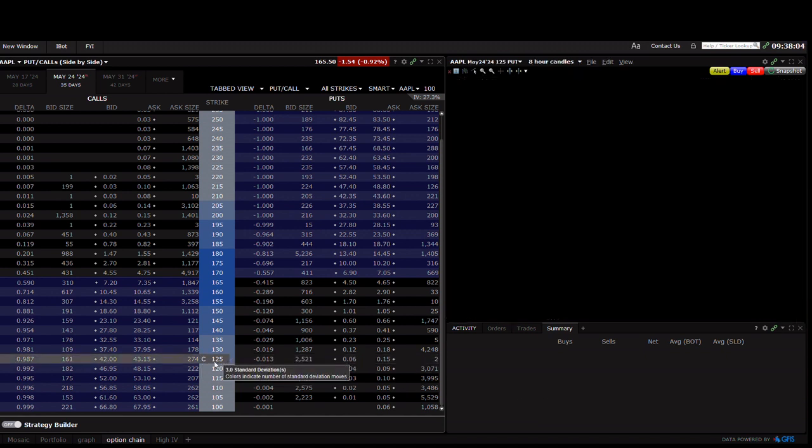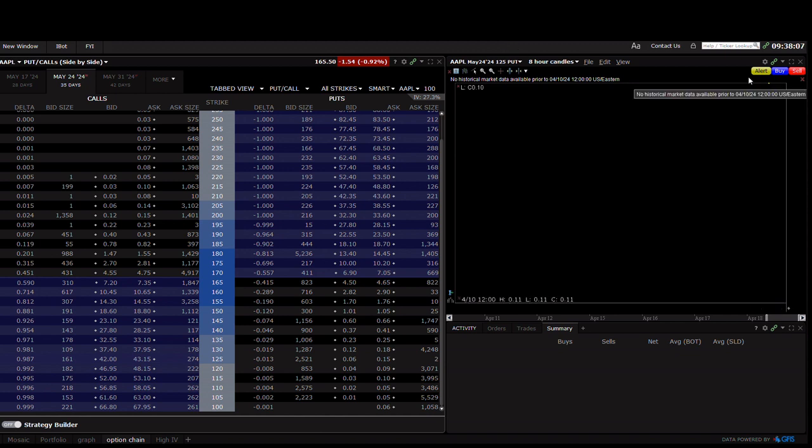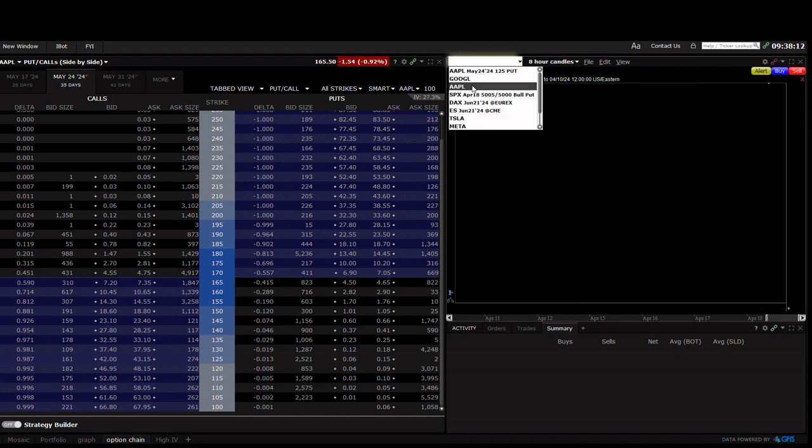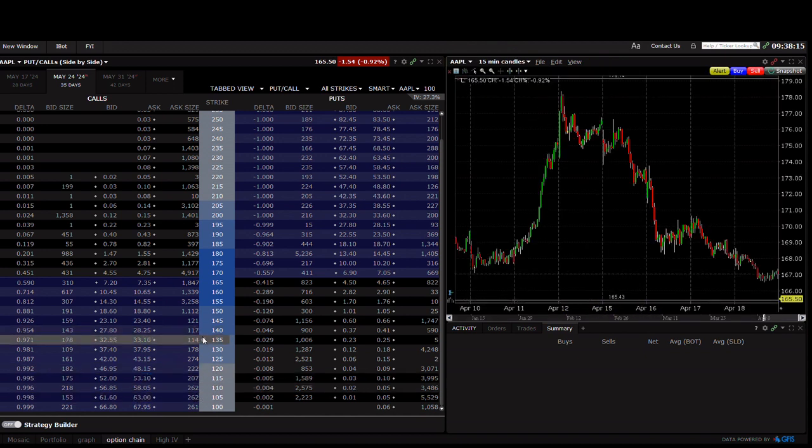So if you look at the 125 strike price, here we see the 125 strike price on the put side, on the right side. You see that there is a bid and ask value for this. This is the bid column and this is the ask column. That means at 125, you can buy this option for 15 cents.